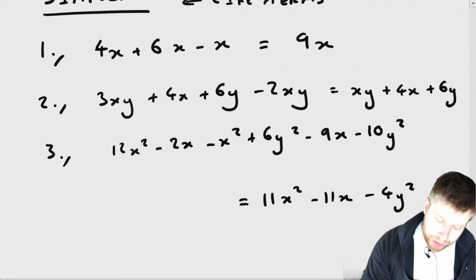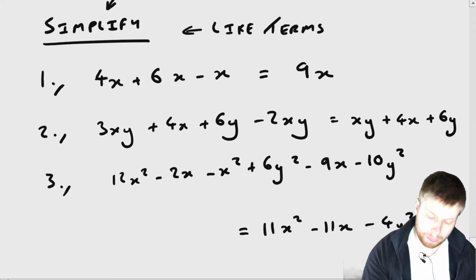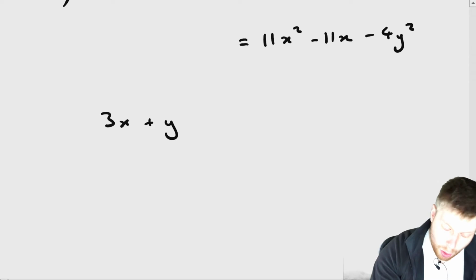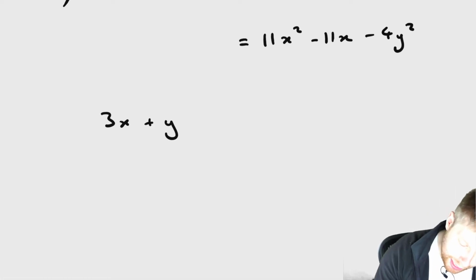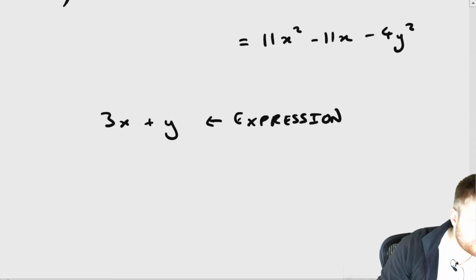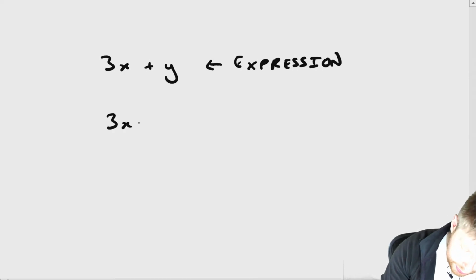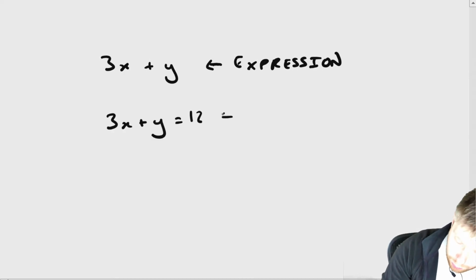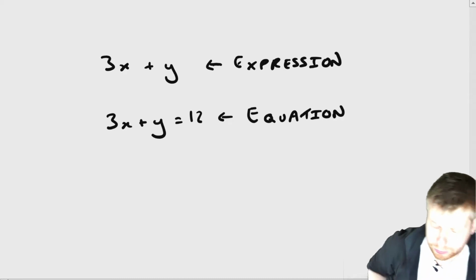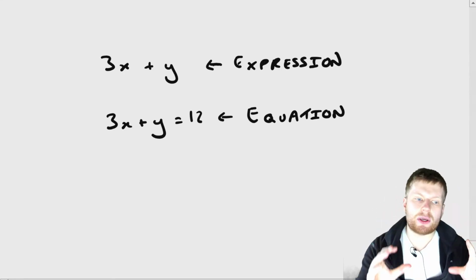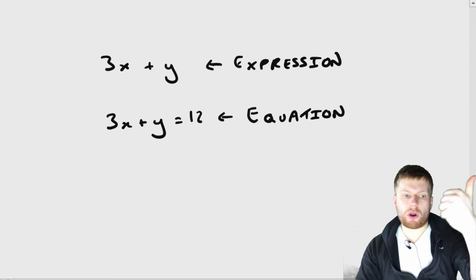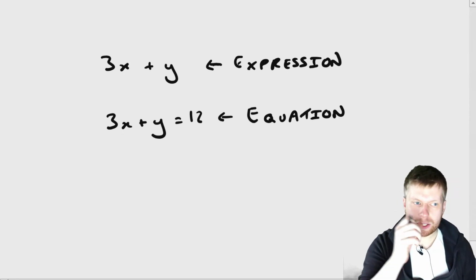Now it's important to distinguish a little bit of an idea here. If I write you down something like this, 3x plus y, we would call this an expression. If I wrote down something like this, 3x plus y equals 12, we would call this an equation. So it's important to be aware of the difference. An expression doesn't have an equals in. It's just simply a collection of terms. So in this case we have 2 terms, we've got a 3x, we've got a y, and we're adding those 2 terms together. It's just an expression.